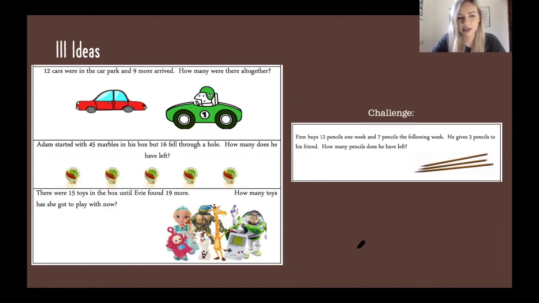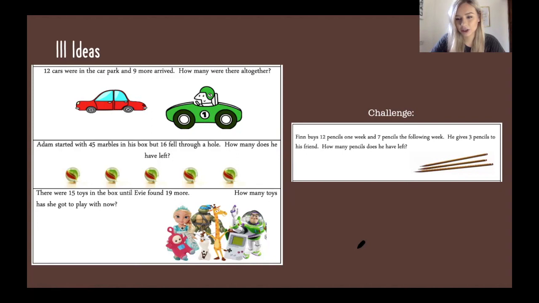So the first one, it says 12 cars were in the car park and 9 more arrived. How many were there altogether? The next question says, Adam started with 45 marbles in his box, but 16 fell through a hole. How many does he have left? The bottom question says, there were 15 toys in the box until Evie found 19 more. How many toys has she got to play with now?